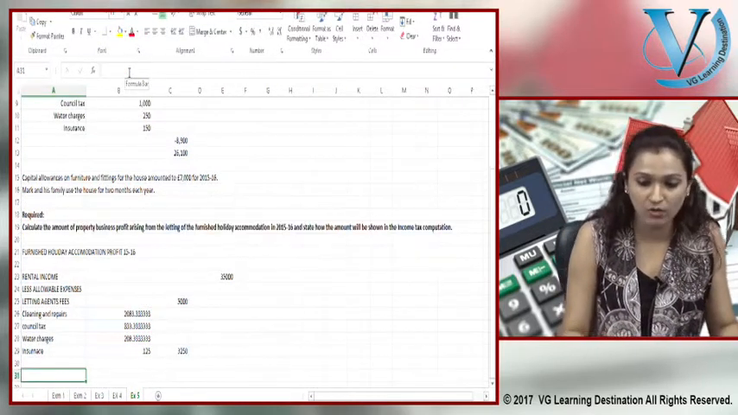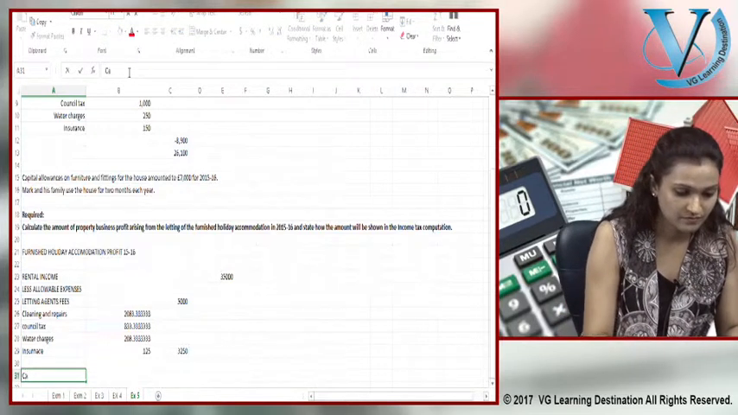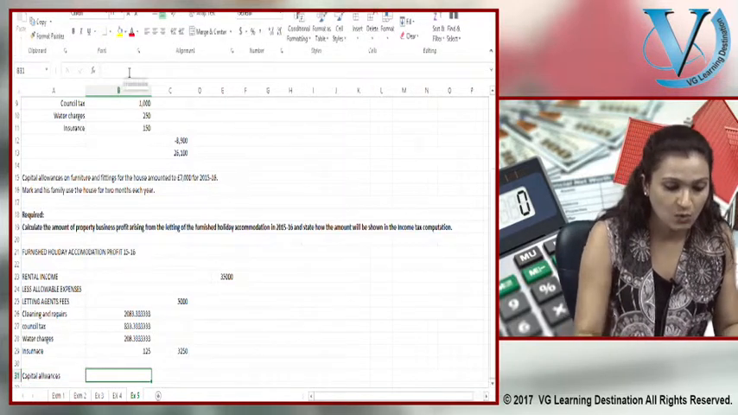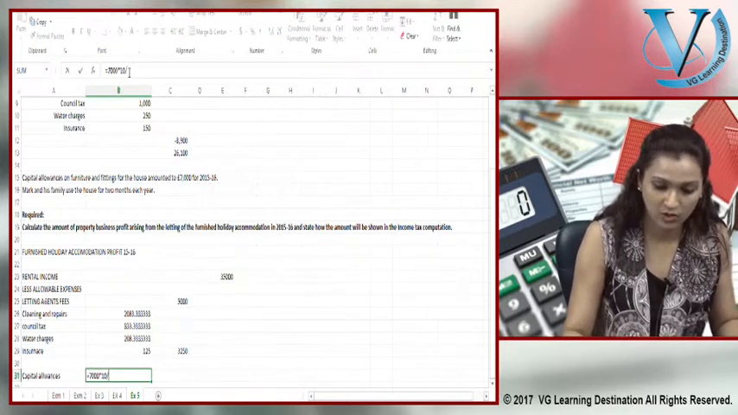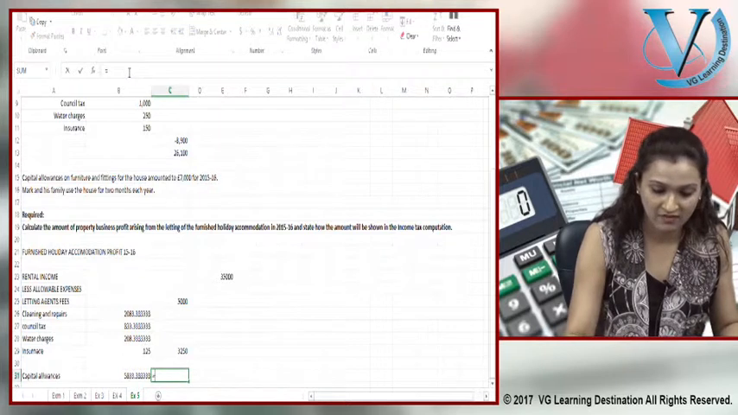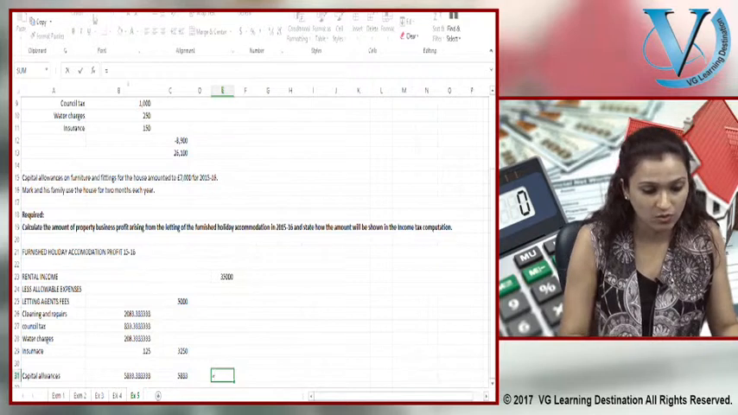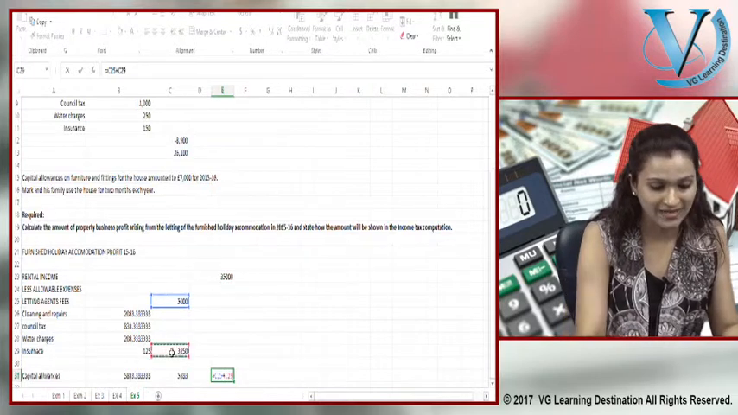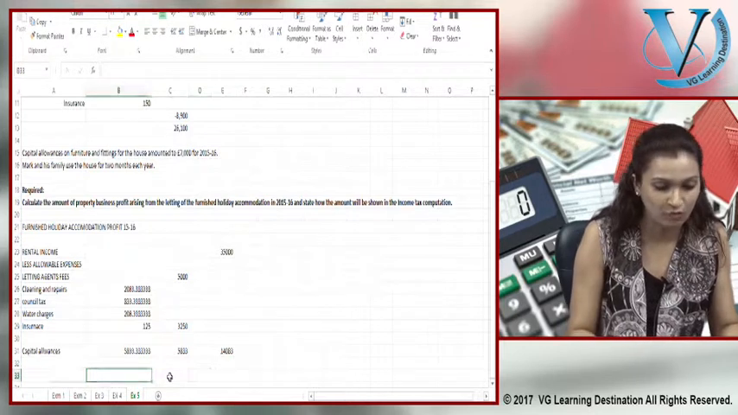Also, you need to include your capital allowances. Again, capital allowances for the entire year are given. We will include only the 10 months figure, 10 divided by 12, which comes out to be 5,833. So how much are your total expenses allowed? You can basically reduce total allowable expenses of 14,018, resulting in a net profit.